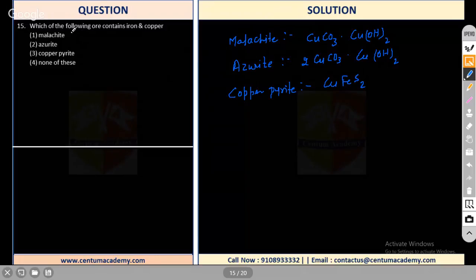So the question is: which of the following ores contains iron and copper? You may not know these two formulas, because these are not common. Copper pyrite you all probably know, it is a very common ore that is given in all different books. Copper pyrite is CuFeS2, and this contains iron and copper. Hence, the answer is straightforward, option 3.